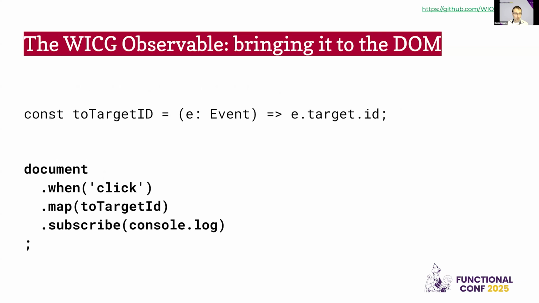And this thing works in Chrome now, so you can already use this today. So when you do document.when click, that's an equivalent of addEventListener, but returns an observable. So you can do .map, .subscribe, .filter, etc. Natively, just the original RxJS syntax. So all this stuff works now.